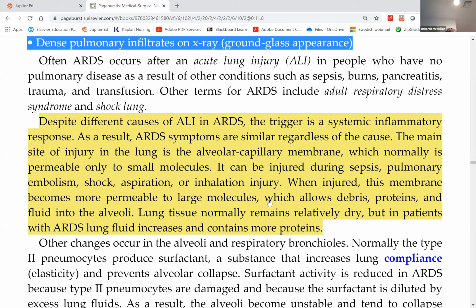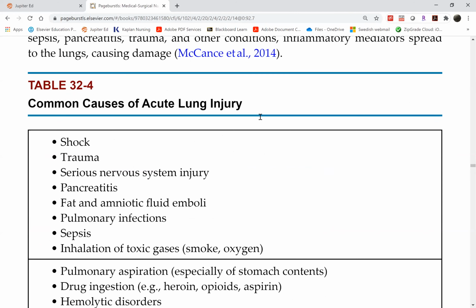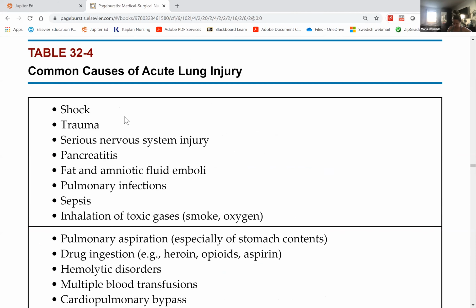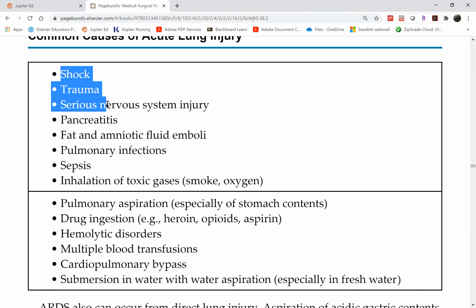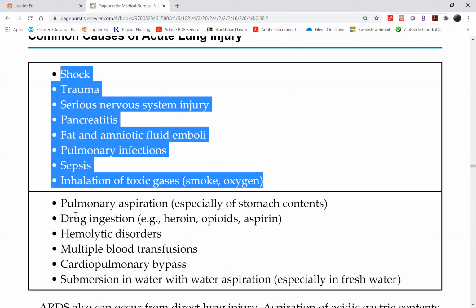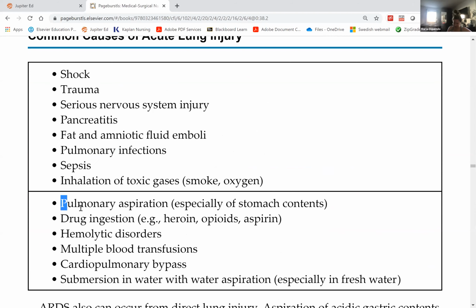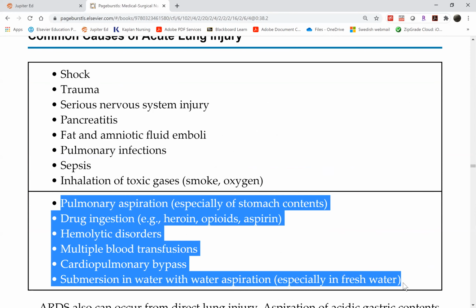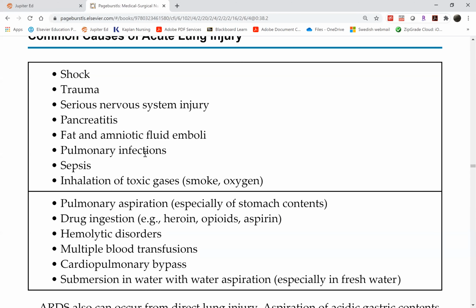So the main problem here is acute lung injury, and I'll come back to this. Let me just show you the causes. We have a table here, 32-4. We have 2 rows. So we have shock, trauma, nervous system injury, pancreatitis, emboli, sepsis, and inhalation injuries. Then we have pulmonary aspiration, and then drowning. All right. So are these conditions in both row 1 and row 2 minor injuries? No. These are all serious, correct?